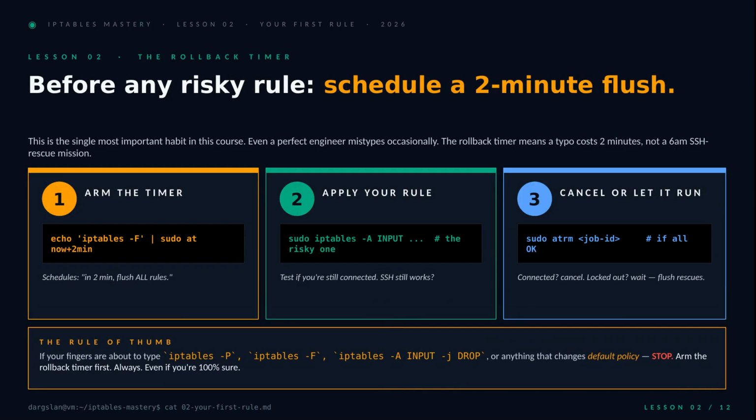Now, before we touch a single rule, learn this habit. It's the most important one in the whole course. The pattern is 3 steps. Arm a timer that flushes every rule in 2 minutes, apply your risky rule, then either cancel the timer if you're still connected or wait it out if you've locked yourself out. So whenever your fingers reach for iptables -P, -F, or anything that changes default policy, stop. Arm the rollback first. Always, even when you're certain.